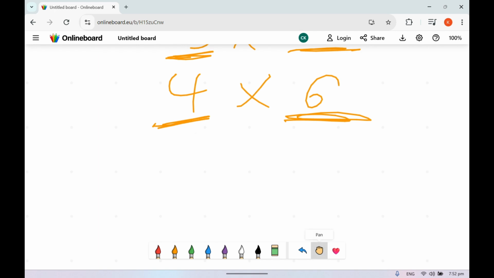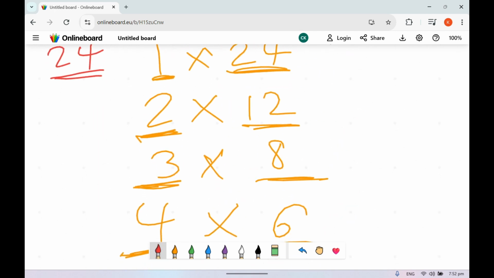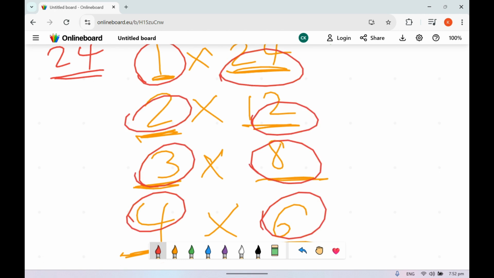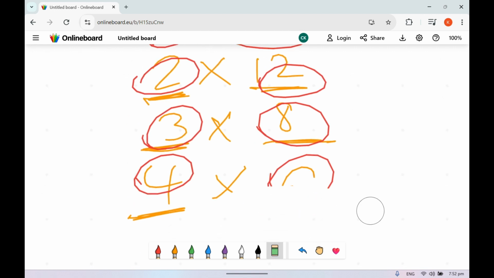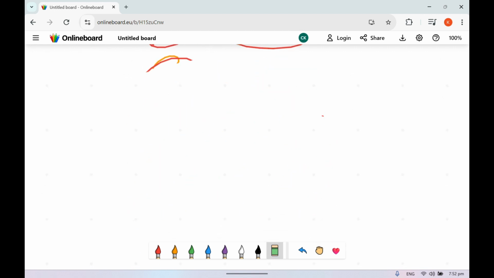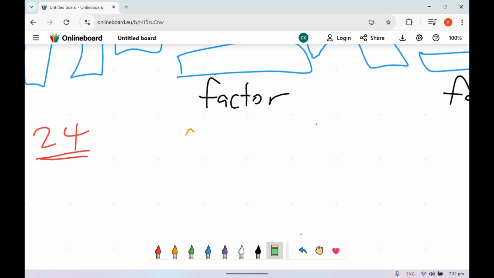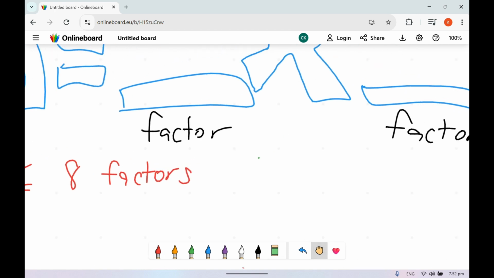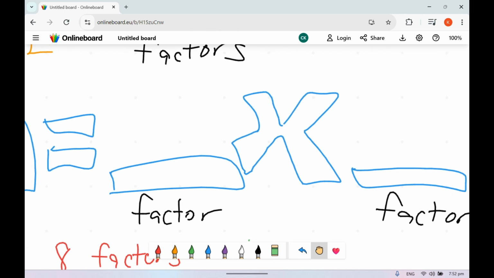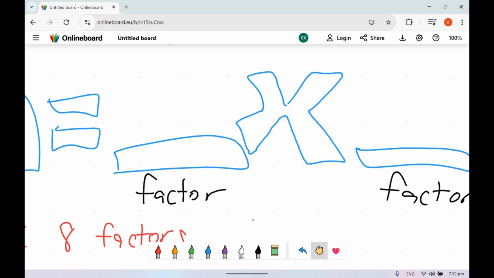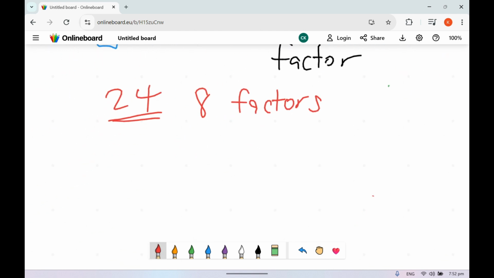Okay? So now if you look up here again, you can see there are exactly 8 factors. 1, 2, 3, 4, 5, 6, 7, 8. So I can say that 24 has exactly 8 factors. Okay? So hopefully you understand what factors mean now. So 24 has 8 factors. So if you look up over here, n equals this factor times this other factor. That means these two are factors. Okay, so factor, I'm going to write one more time.